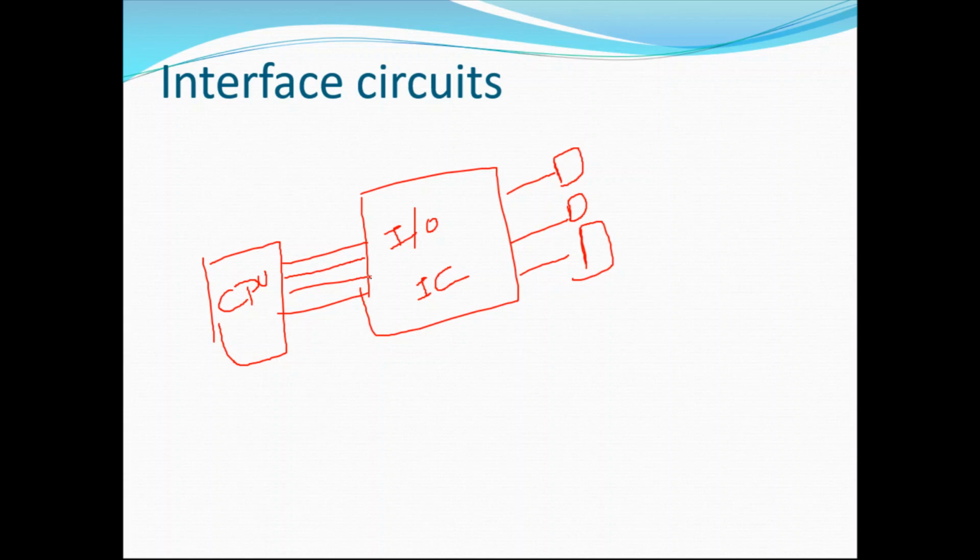Fine. Now what we are going to discuss in this lecture: the end through which the IO devices are connected to the IO interface circuits is called a port. Each of these ends is called a port. Now this port can be of two types. One is called a serial port. The other one is called a parallel port.